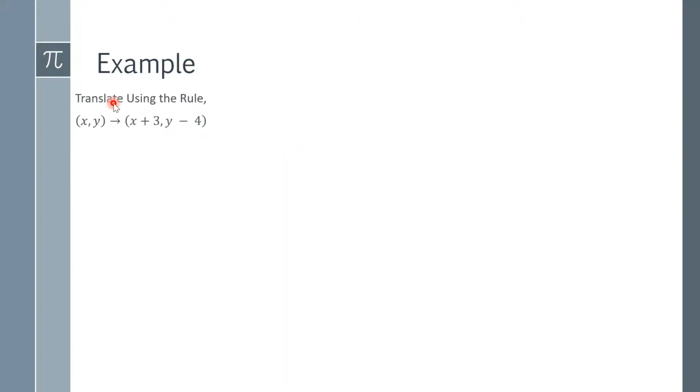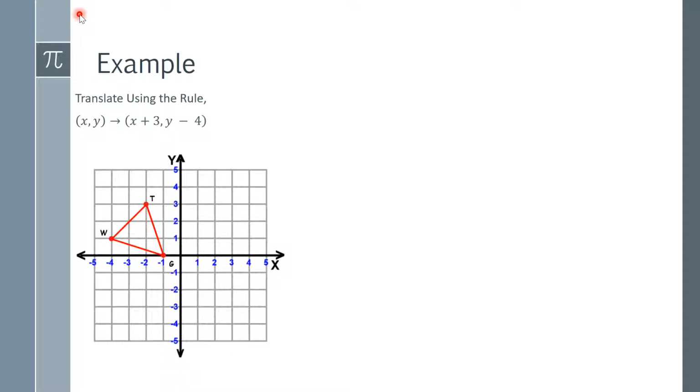So let's take a look at an example. Let's translate using this rule. Now remember, there's a couple ways we could write the rule. This is arrow displacement notation. So what this says is that we'll take x and we'll do this to it. We'll add 3 to each x value. We'll take y and we'll subtract 4. So this will be translated into right 3, down 4.